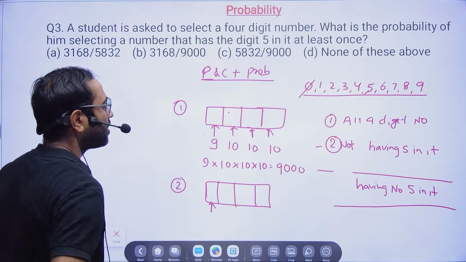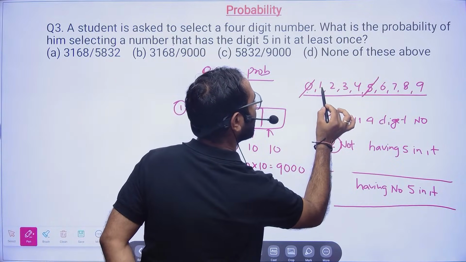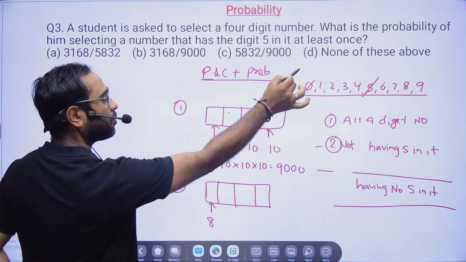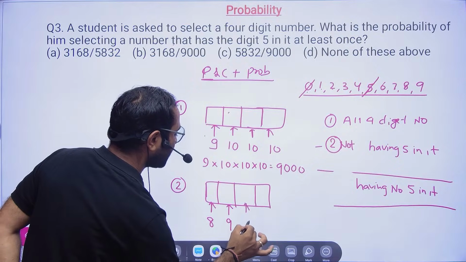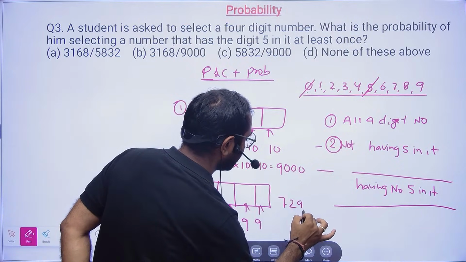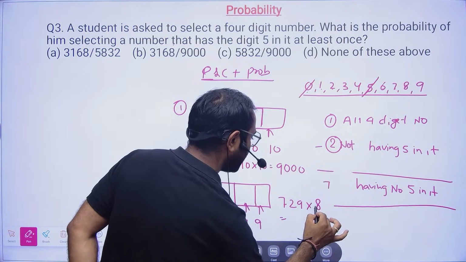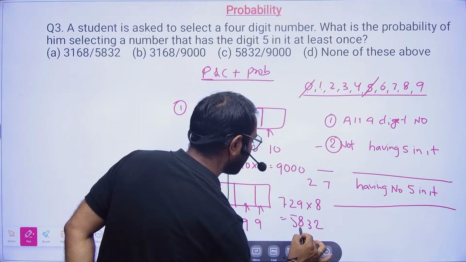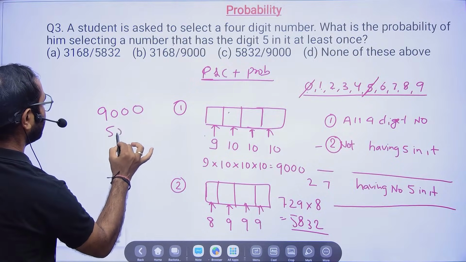Okay, so if there is no 5, then at first place I have 1 2 3 4 5 6 7 8, so 8 choices. I cannot put 0, I cannot put 5. Second place I have 9 choices. Third place I have 9 choices, and here 9 choices. So 729 into 8. This will be nothing but 8 9s are 72, 2 7s are 14, 8 2s are 16, plus 7 makes 5832.